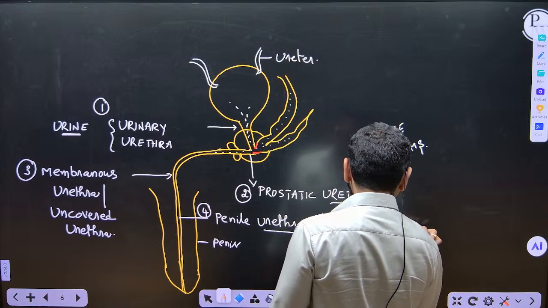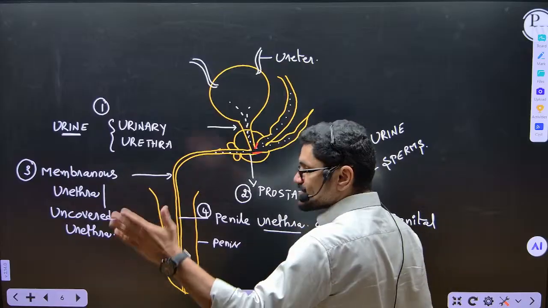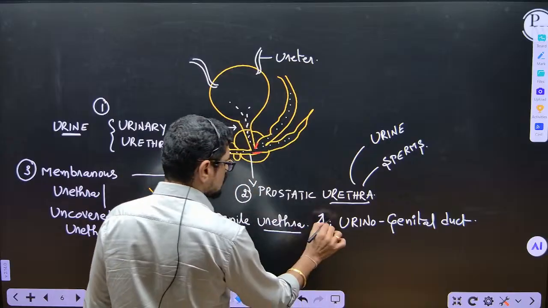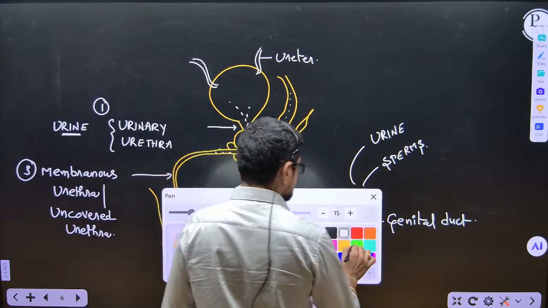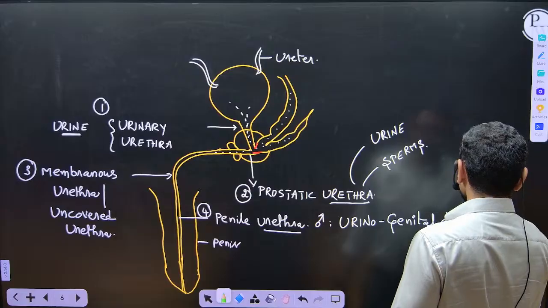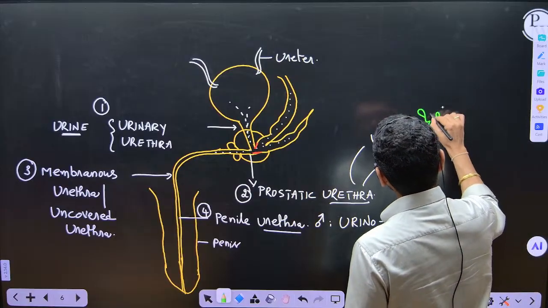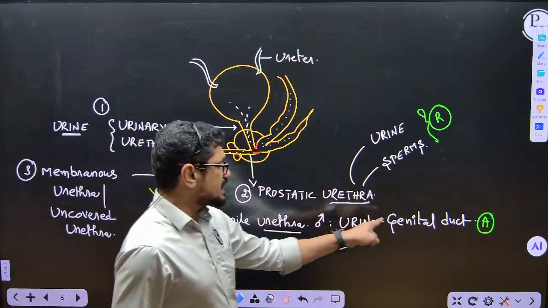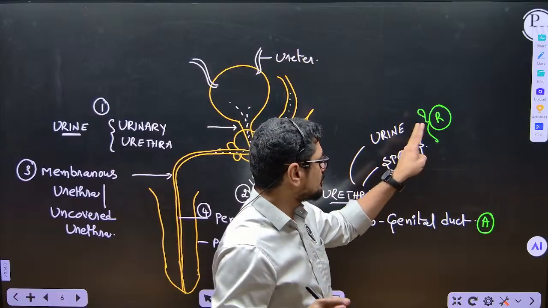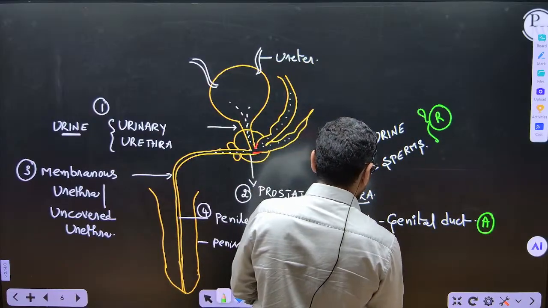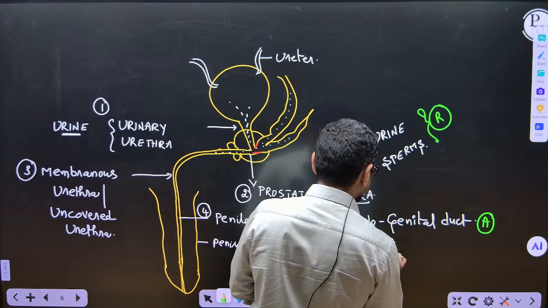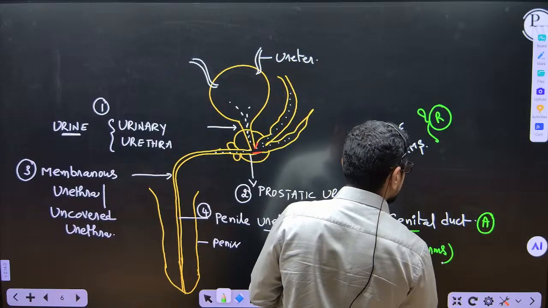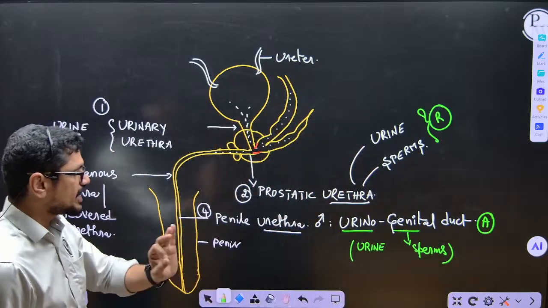Already I think you might have studied this in frog also in your first year. Urethra in case of males is called urinogenital duct. This is the assertion. If this is the assertion, what is the reason? This is the reason. Assertion is correct, reason is correct, and reason is the correct explanation for the assertion. Because it carries urine, and genital means it carries sperm. That is the reason why it is called urinogenital duct.